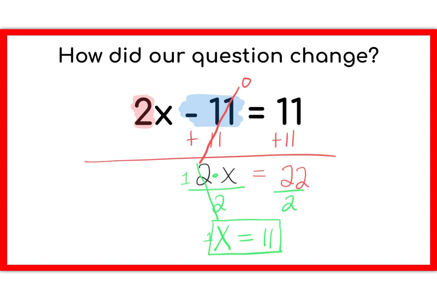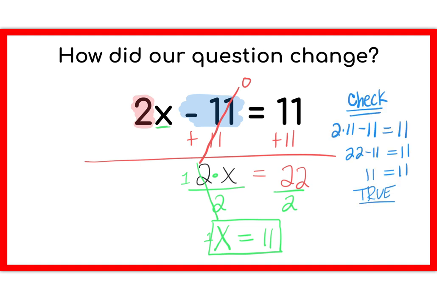This means that anywhere I can replace the letter x with the number 11 and get a true statement. So if I wanted to check my work, I can go ahead and replace x with the number 11 and evaluate. If I go ahead and do that, I end up with 11 equals 11. This is a true statement, so I know that my work is correct.